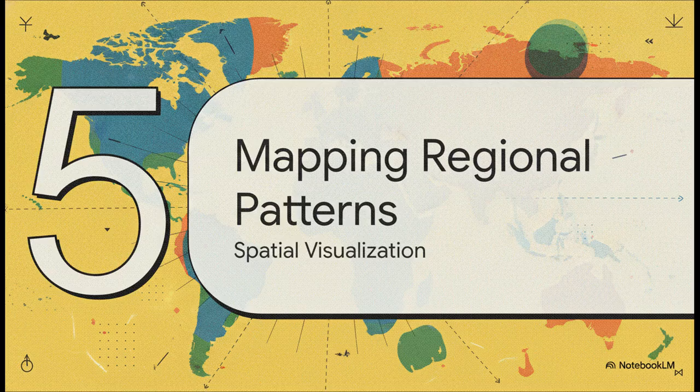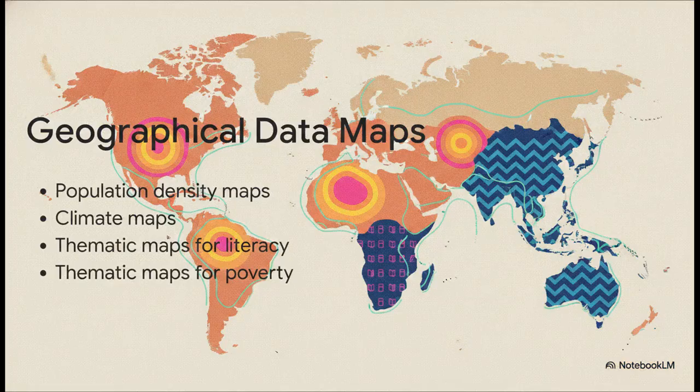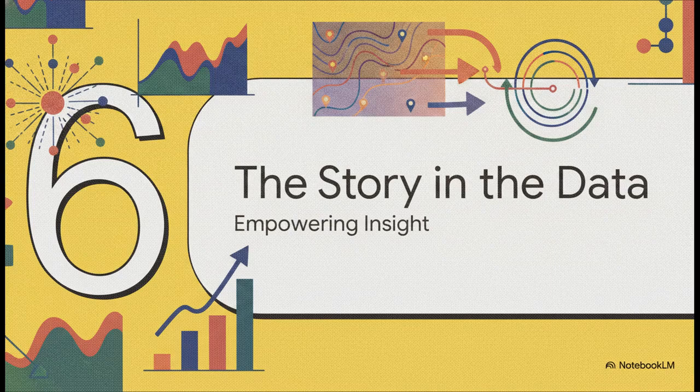Section 5. Mapping regional patterns. The answer lies in geographic representation. We are stepping away from standard X and Y axes and literally mapping abstract information onto the real world. We use tools like population density maps to see where people are heavily clustered, climate maps to track massive weather systems, or thematic maps to visualize things like literacy or poverty levels across different regions. This kind of spatial visualization helps us instantly spot regional patterns and disparities that a basic spreadsheet would just completely hide from view.